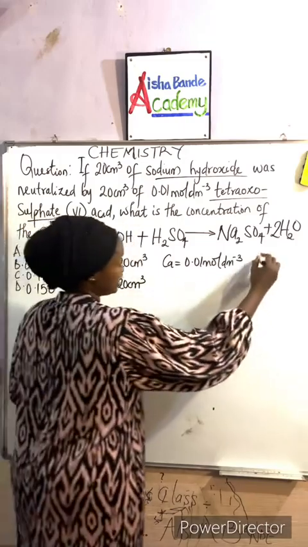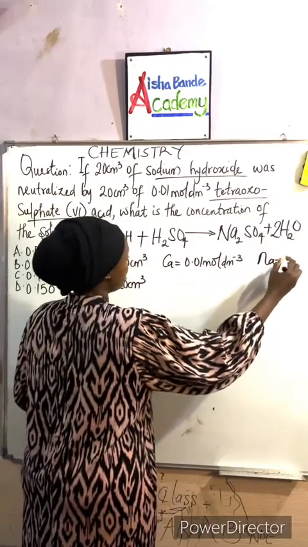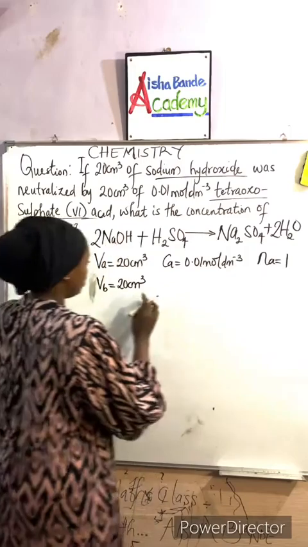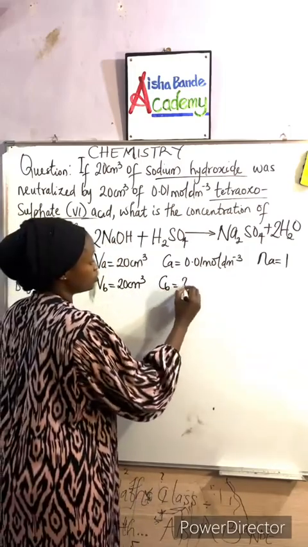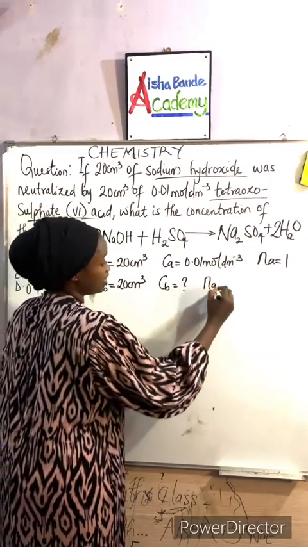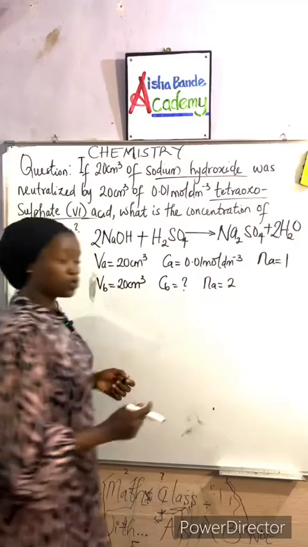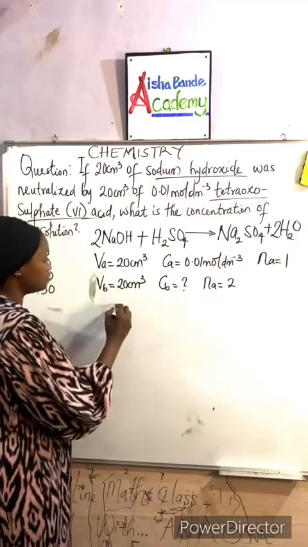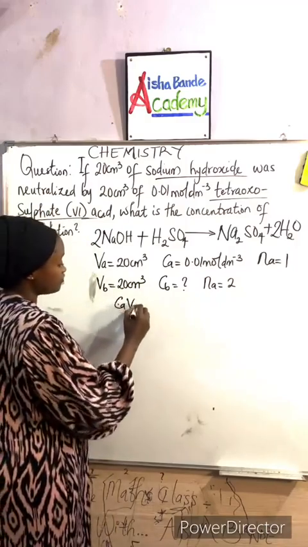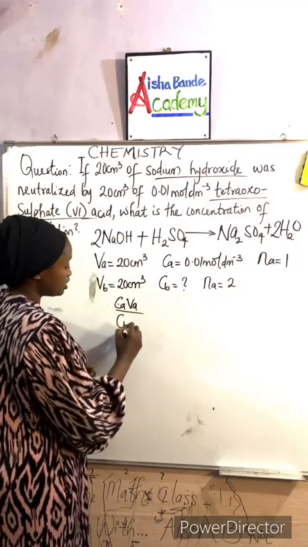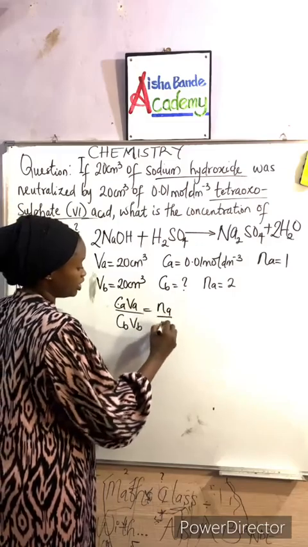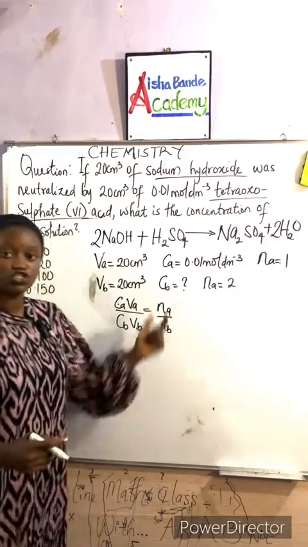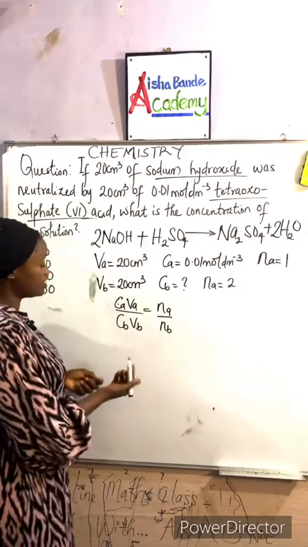So also we need Na. Na here is going to be 1. And so we are looking for Cb, and we have Nb here to be equals to 2. So we are going to use a relation which says that CaVa over CbVb is equals to Na over Nb. So from here we substitute in the values to get the correct final answer.